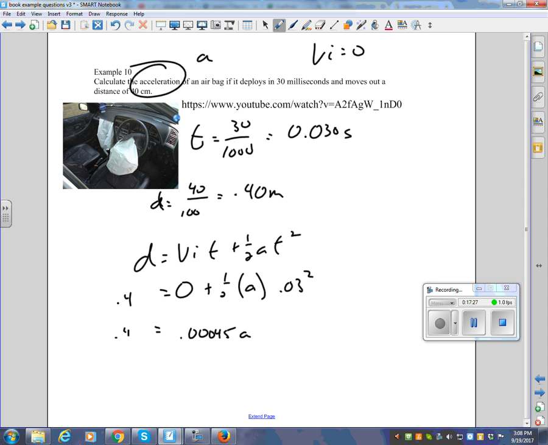All right, now we're going to take our 0.4 and divide by that number, right? So 0.4 all over 0.00045, equals, and you get 888.9. We'll round it, 888.9 meters per second squared. That's the rate of acceleration of the airbag.